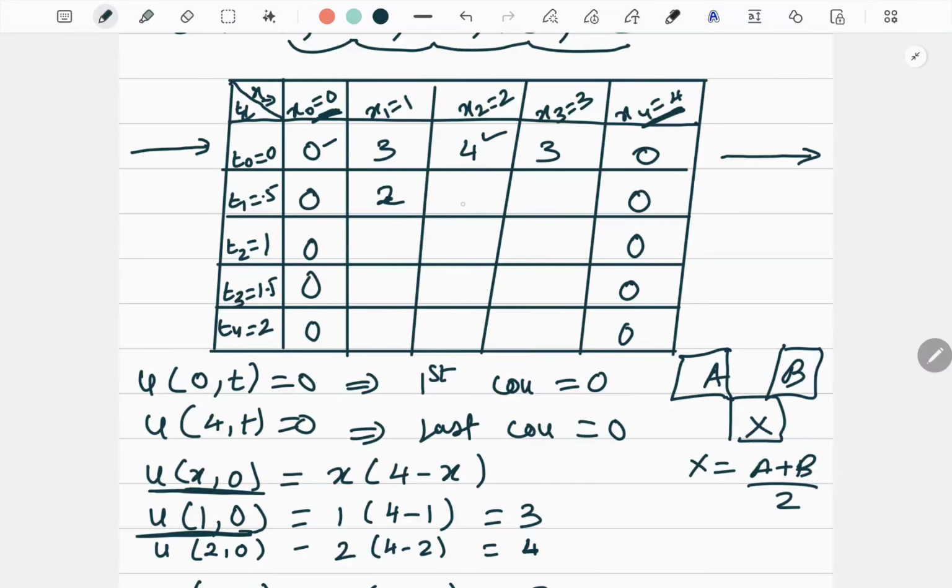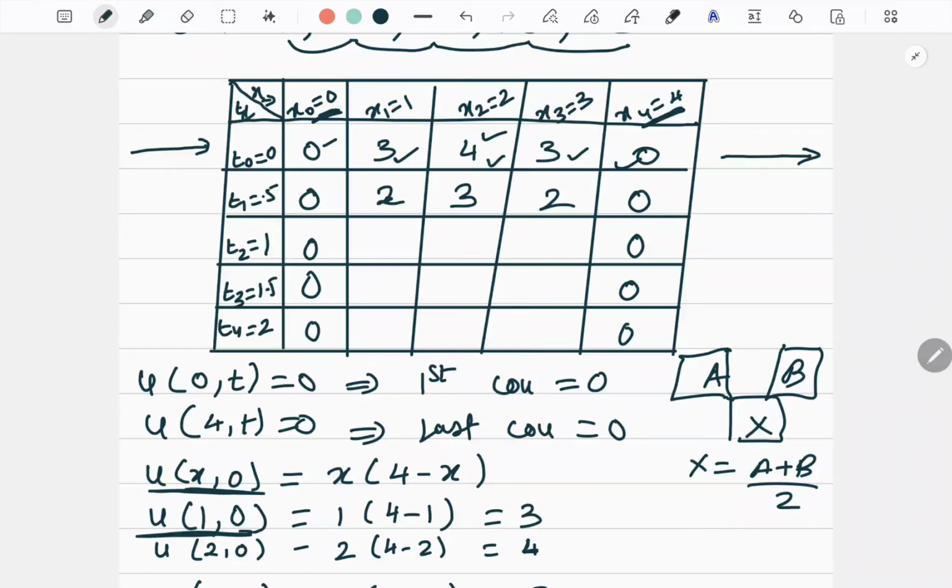Then this box. If I search a and b, if this is the x, look at this diagram. If this is the x, what are a and b? This 3 and this 3. So 3 plus 3 upon 2 is 3. Then 4 plus 0 upon 2 is 2. So my next column I got, next row I got.